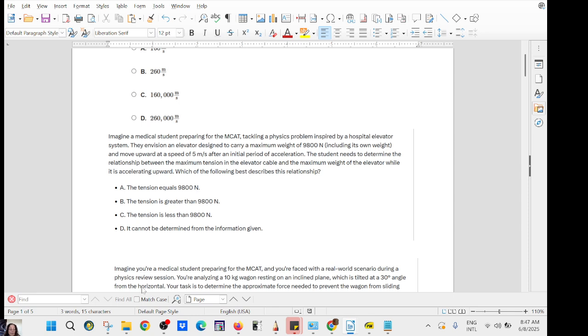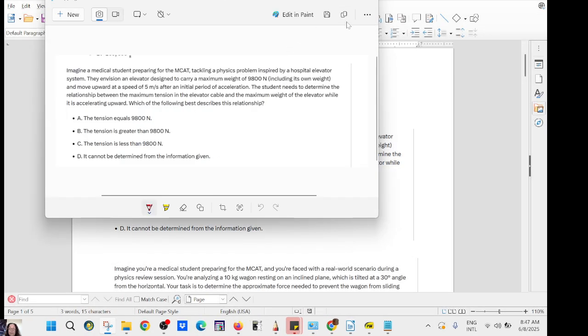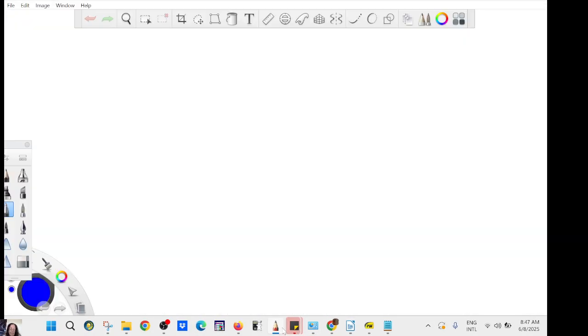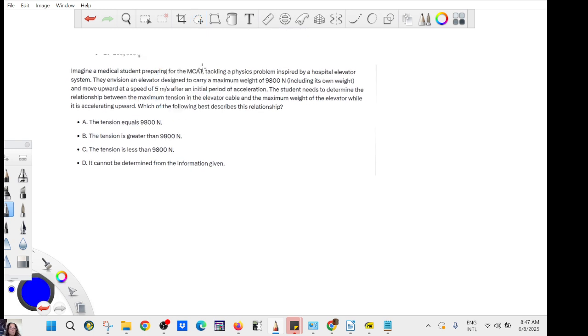It's the elevator. You want to make sure to read the question very carefully, because sometimes it could be confusing. You can pause the video here. So you have an elevator, and a maximum weight. A weight is a force, okay. So the weight pulling down is 9,800 Newtons, and it's moving at a constant speed.